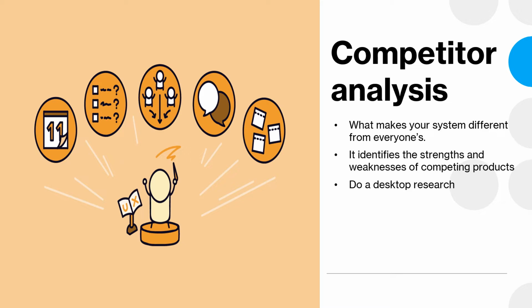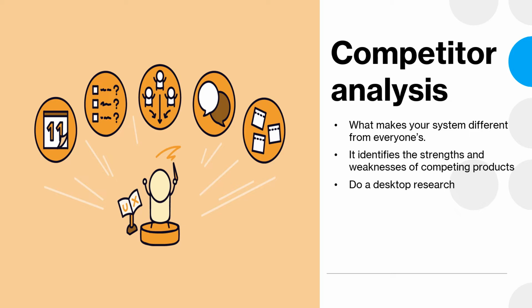So what you do with a competitor analysis is you do desktop research, which is basically just you sitting in front of your computer and doing a whole lot of research, going on to Google, trying to find other competitors, other systems that do the same thing as the system that you're trying to design.